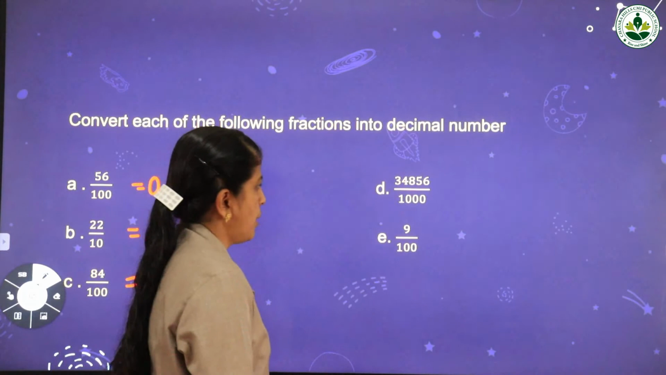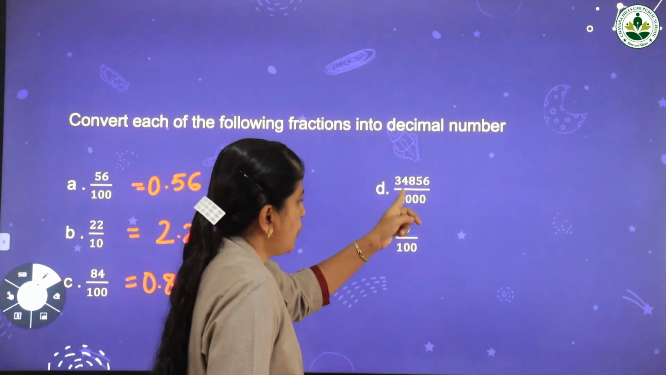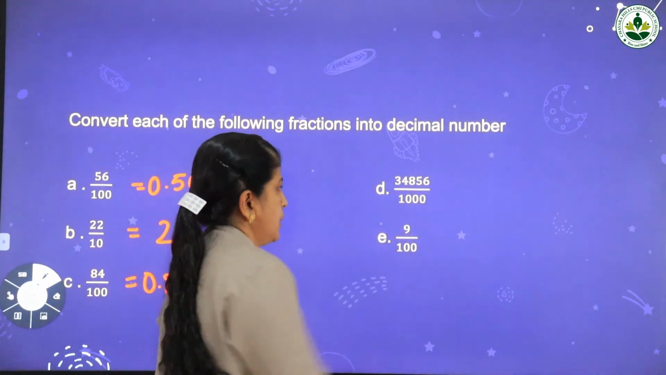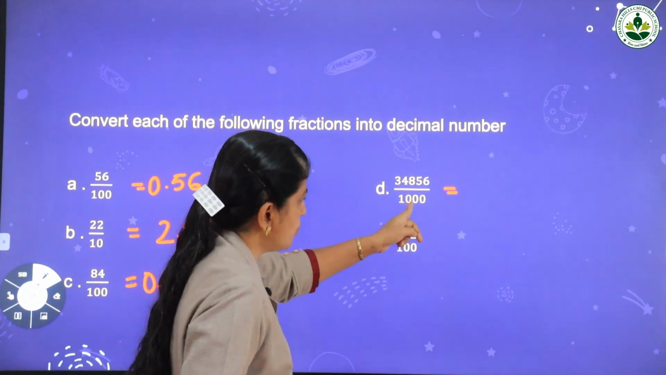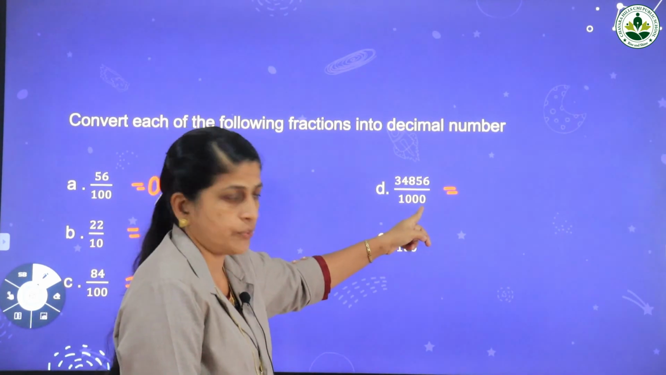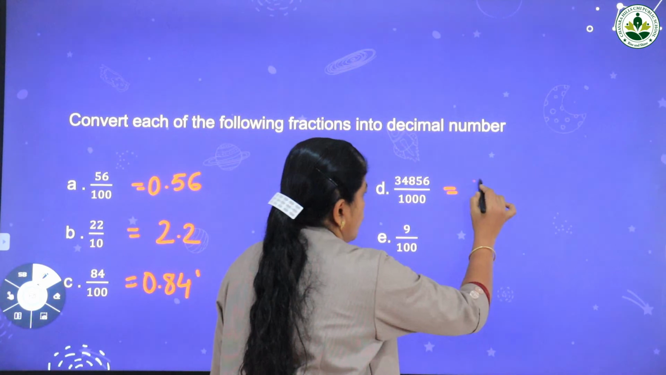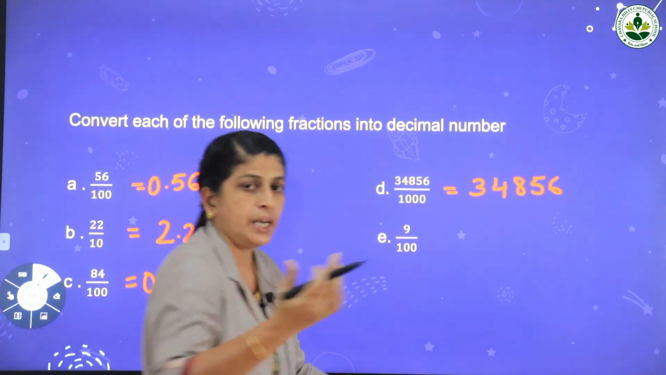Then question number D. How do we read that number? It is 34,856 divided by 1000. Therefore, the decimal number equal to this number, there are 3 zeros in the denominator. Therefore, there should be 3 digits after the point. Write the numerator first. 34856. This is the number in the numerator.